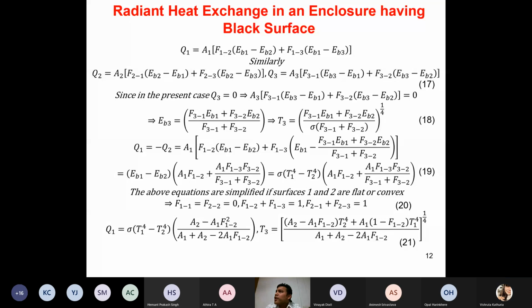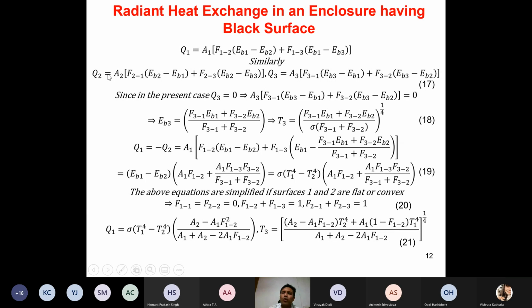Okay. So similar to Q1, we can now write down the expression for Q2. So Q2 will also be written in a similar manner. Q2 is given as A2 F21 (EB2 minus EB1) plus F23 (EB2 minus EB3). Remember here the shape factors will be with respect to that particular surface. So in this case we are looking at Q1, so that is with respect to surface 1. Therefore F12 is the shape factor of surface 1 with respect to surface 2. Similarly, F13 is the shape factor of surface 1 with respect to surface 3.